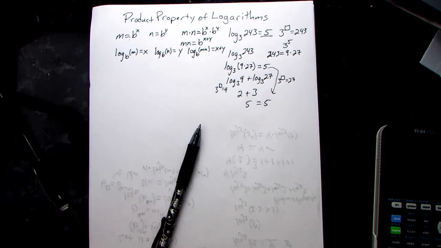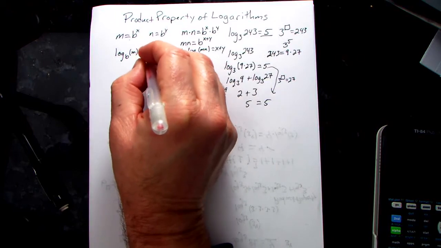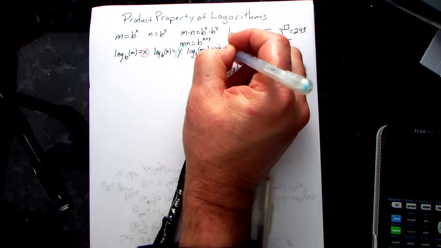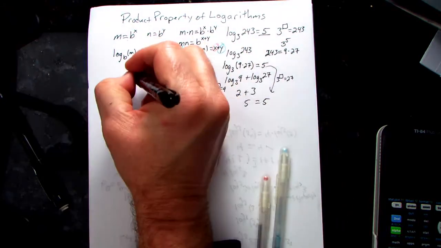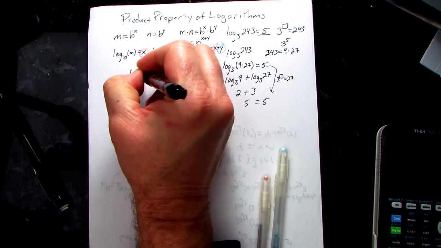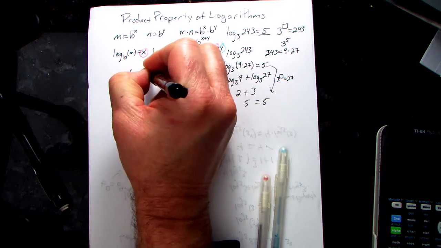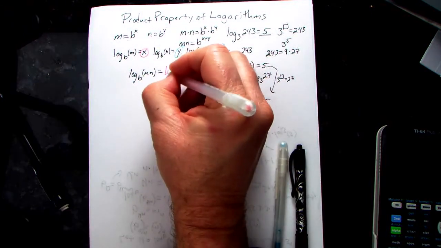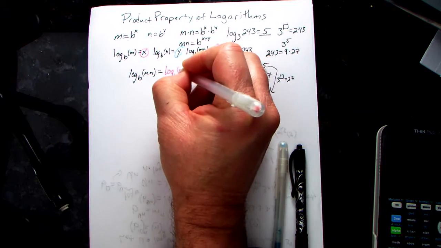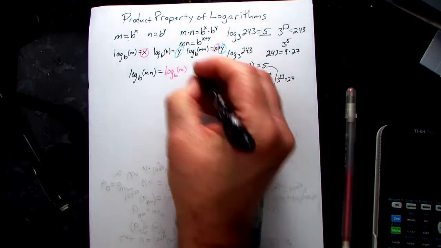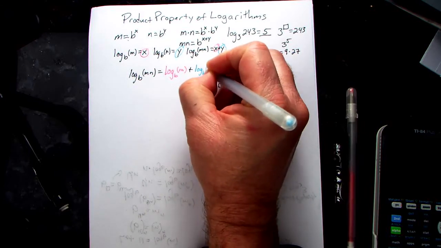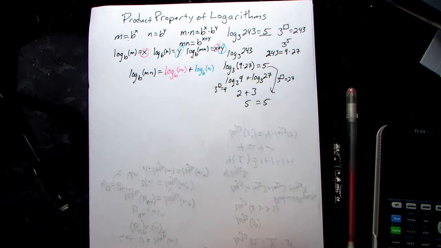Now, if you take a look at what we've got here, we've got a statement for what x is equal to and a statement for what y is equal to. So I can substitute for x and y with what they are equal to. x is log base b of m, and y is log base b of n, which is the product property of logarithms.